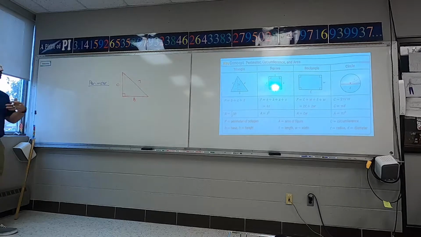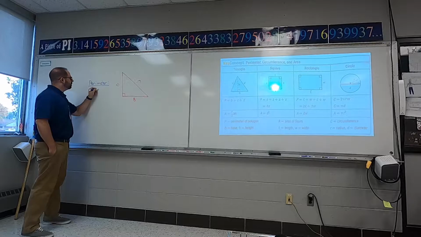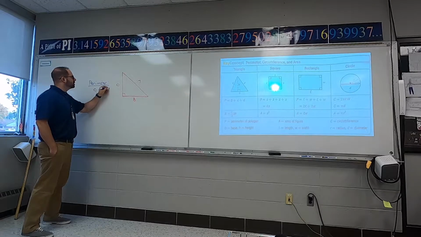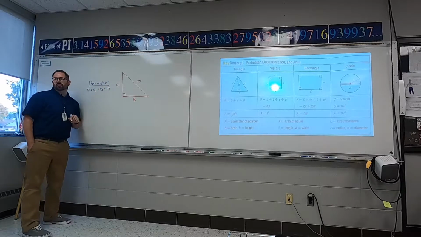Like all the sides added up. All the sides added up. So boom, 10 plus 8 plus 17 in no particular order. And that would be your perimeter. We'll label it with a capital P.